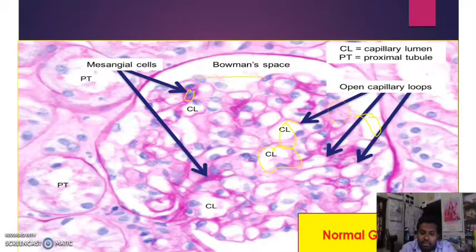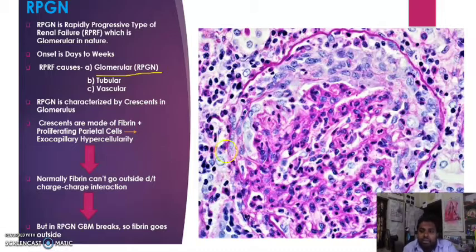Okay, this is the normal glomerulus, but in this glomerulus you can see these capillaries are quite compressed, and this Bowman space is filled by some other cells and tissues. So this is a crescent. RPGN is characterized by crescent formation, like a half moon shape or sickle shape. So what forms the crescent?